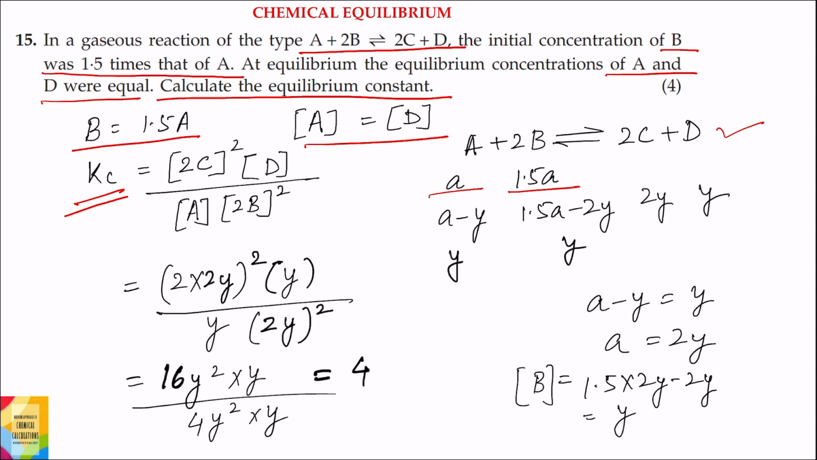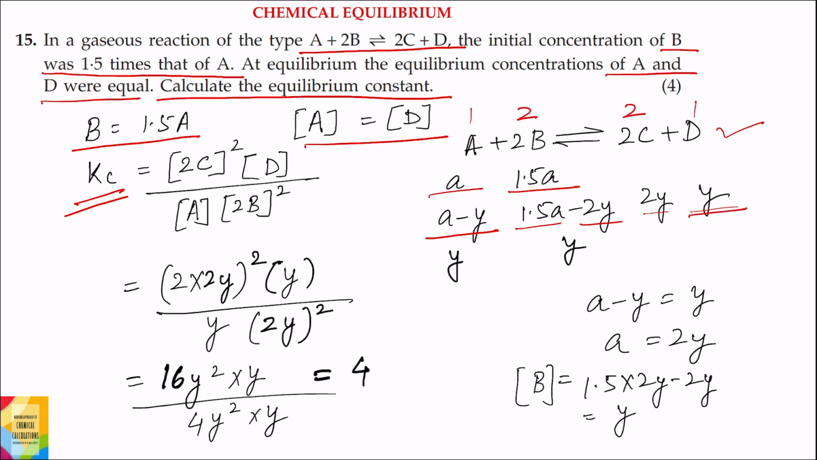तो at equilibrium amount of A remaining is A minus Y, amount of B remaining is 1.5A minus 2Y and amount of D formed is Y. Because from the balanced equation we know 1 mole of A combines with 2 moles of B to form 2 moles of C and 1 mole of D.